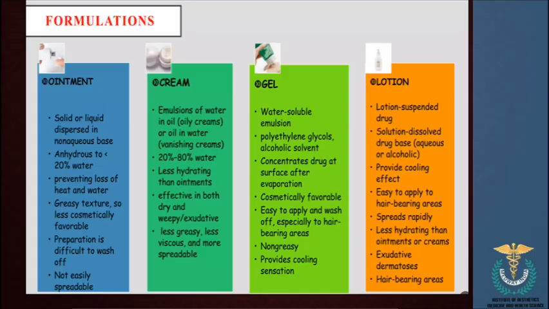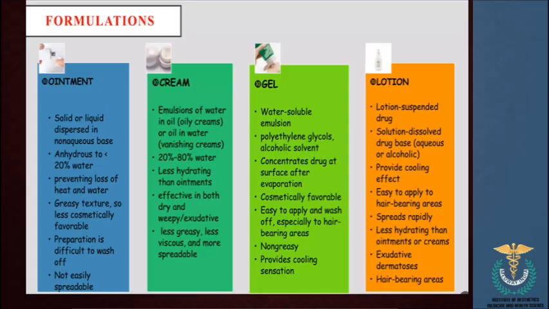So basically, ointments are solids or liquids dispersed in a non-aqueous base, preventing loss of heat and water. They have a greasy texture. The preparation is difficult to wash off and not easily spreadable. Creams are emulsions of water and oil. So vanishing creams have 20 to 80% water and are less hydrating than ointments. They are effective in both dry and exudative conditions, less greasy, less viscous, and more spreadable.